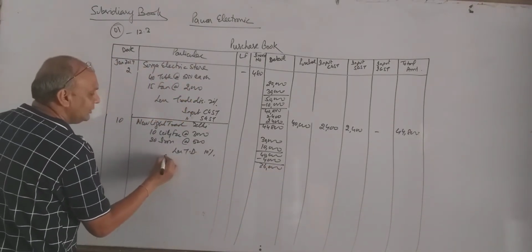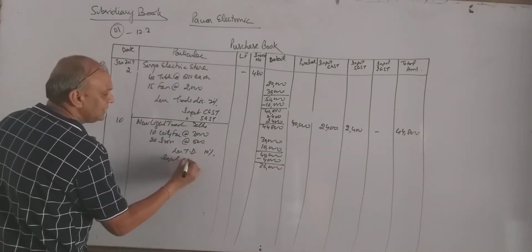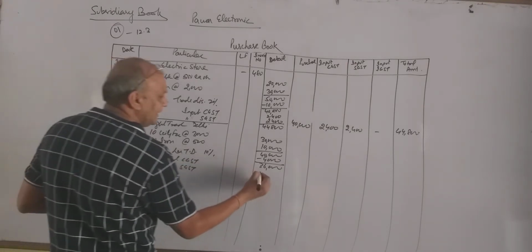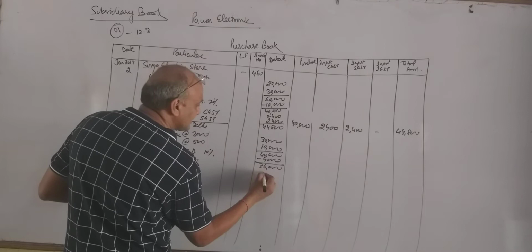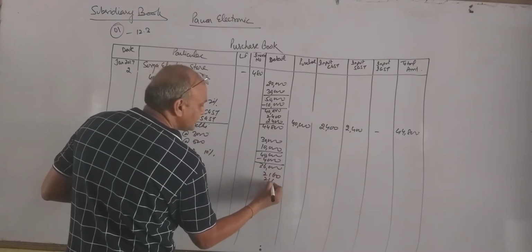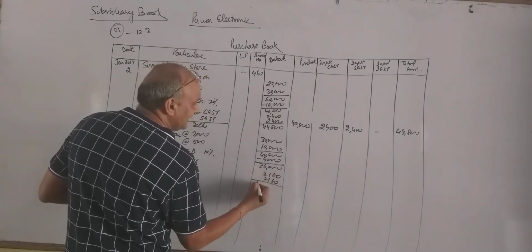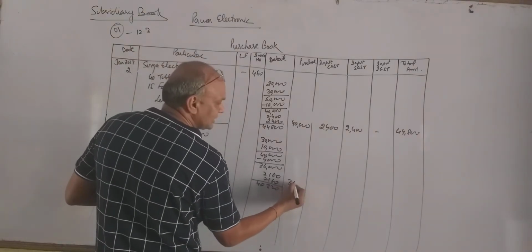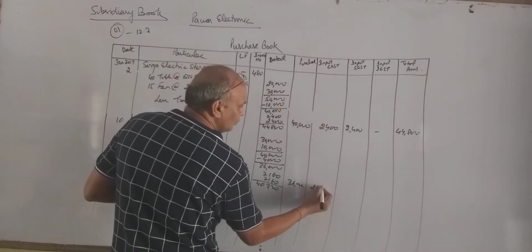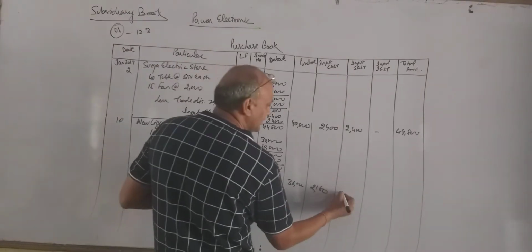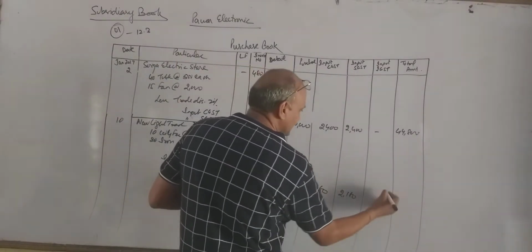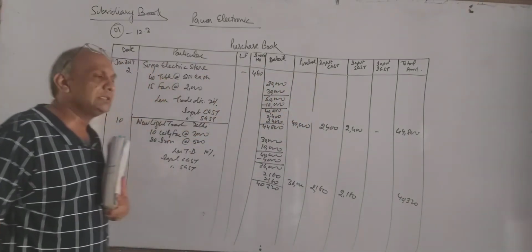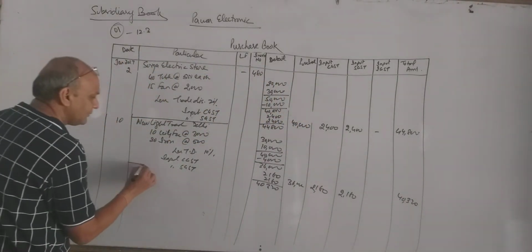Your net purchase is 36,000. Then input CGST, input SGST at 6%. So sir, it becomes 2,160 and 2,160. So the total becomes 40,320. How to show? Purchase is 36,000, 2,160 is input CGST, 2,160 is input SGST, and the total becomes 40,320. This is your another entry.